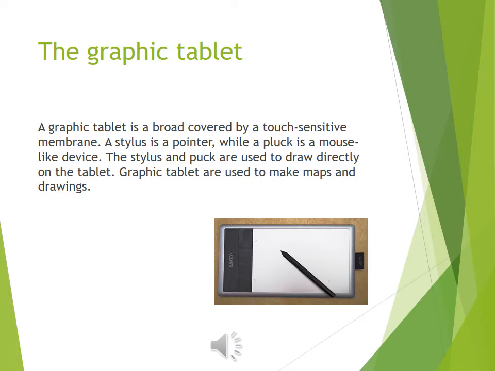First, the graphic tablet. What is a graphic tablet? A graphic tablet is a board covered by a touch sensitive membrane. A stylus is a pointer, while a puck is a mouse-like device. The stylus and a puck are used to draw directly on the tablet. Graphic tablets are used to make maps and drawings.